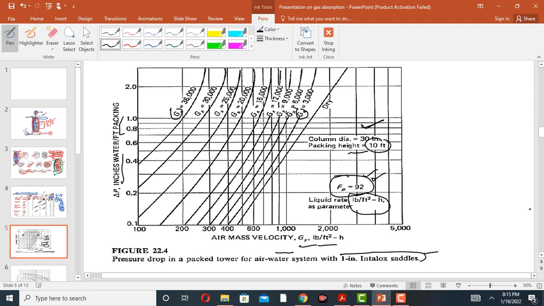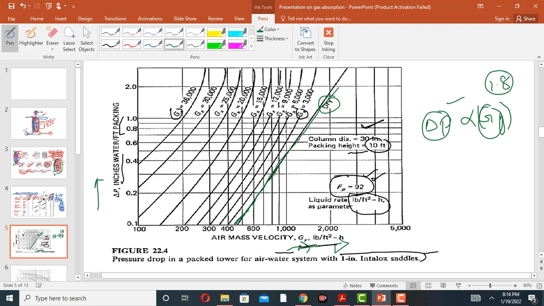In this graph, as the gas mass flux increases, the pressure drop increases. This is for the dry tower, this straight line. So this dry tower line shows that as the gas mass flux increases, the gas flow rate increases, and the pressure drop also increases. The relation between the pressure drop and the gas mass flux is that the pressure drop is directly proportional to Gy to the power 1.8. So when Gy increases, the pressure drop also increases.